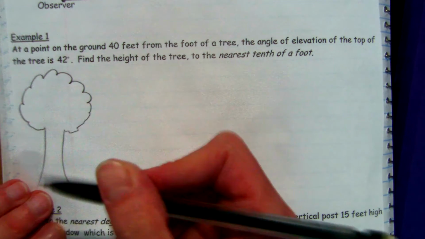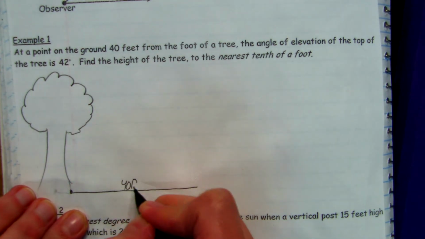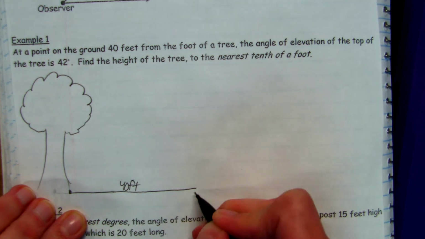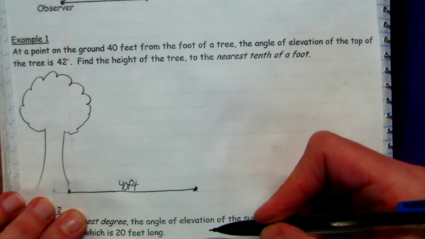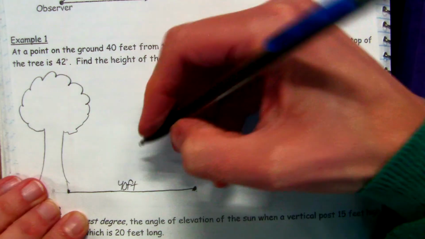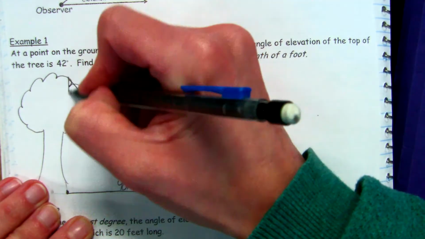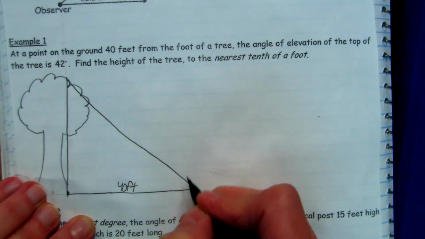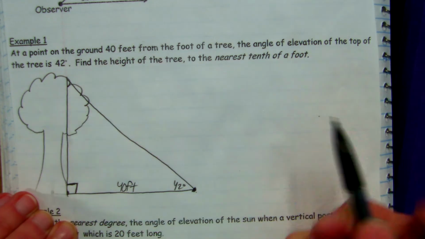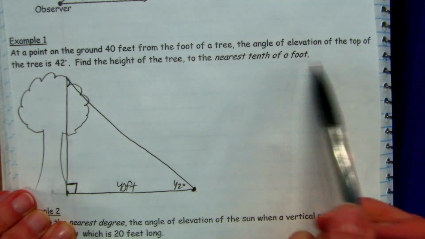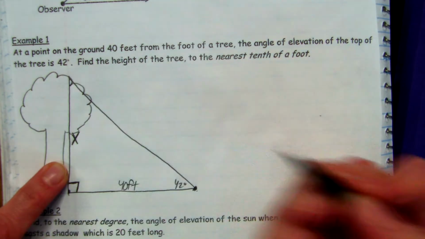Okay, so 40 feet. So starting from here, there's a point 40 feet away over here. So point on the ground, 40 feet from the foot of the tree. The angle of elevation to the top of the tree is 42 degrees. So it's like you're from a point on the ground going up to the top of the tree. We'll just say right there to draw our triangle. And then this is 42 degrees. And this would be our right angle right here. And it says find the height of the tree to the nearest tenth of a foot. So the height of the tree would be this distance over here. This is what we're going to call x.